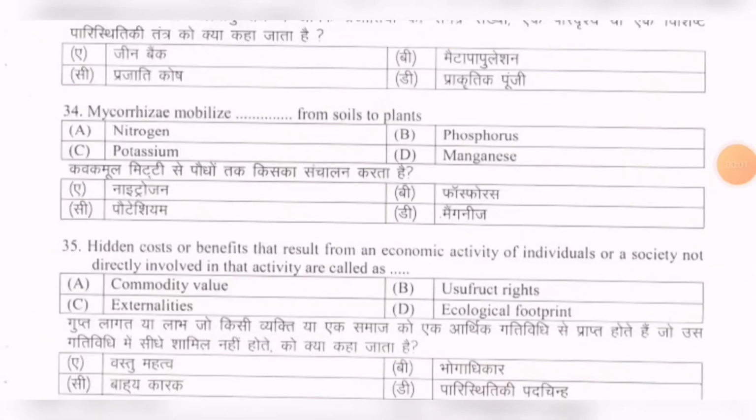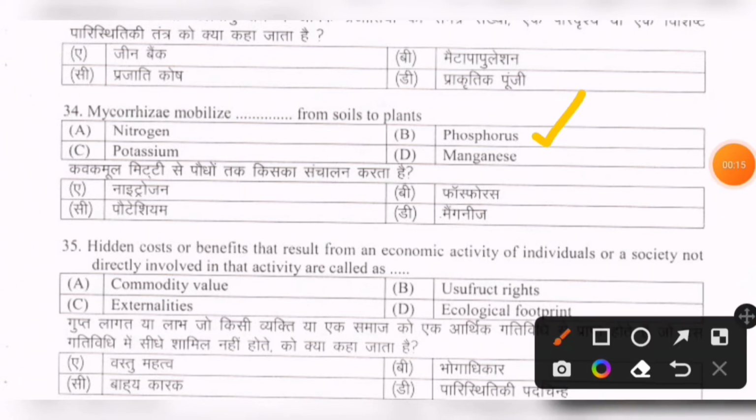Next question. Mycorrhizae mobilize dash from soils to plants. Options are nitrogen, phosphorus, potassium, manganese. The correct option is the second one, that is phosphorus. Let's see the next one.